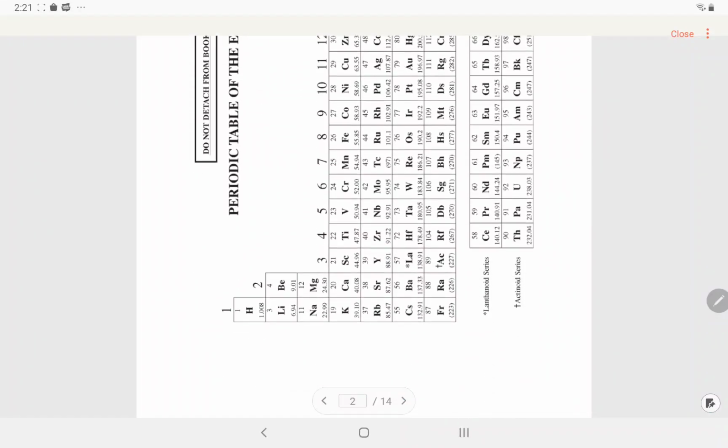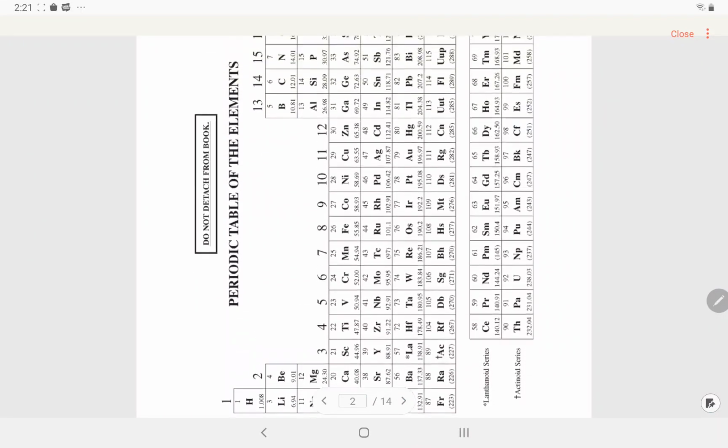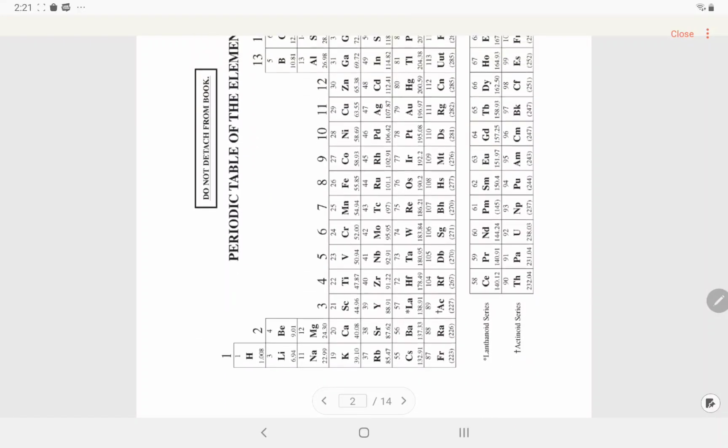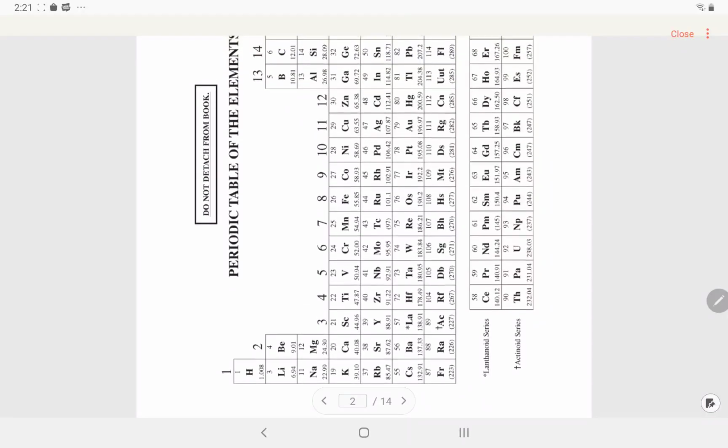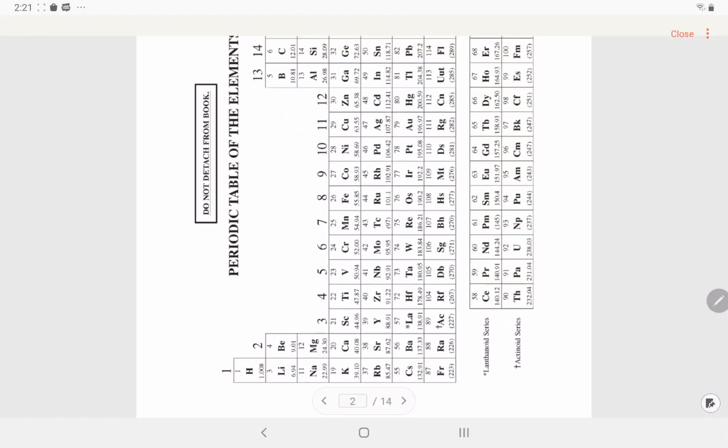Okay, so on the very first page, we will see the periodic table of elements. I know it's sideways right now, but it's the periodic table of elements. What should stick out to you is that they do not give you the name of any of the elements on the periodic table here. They only give you the symbol.